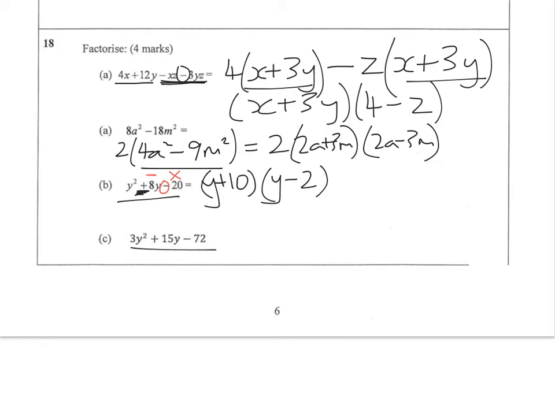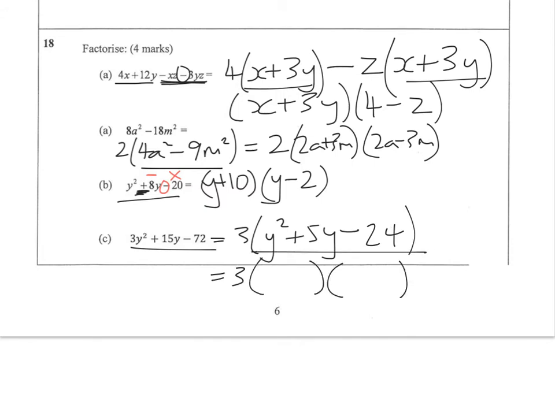Now this one, common factors first, so 3 goes into all, y squared plus 5y, take away 24. So therefore, 3 is out the front. It is a trinomial. So give me 2 factors of 24 that subtract to give you 5. So we have 8 and 3. And again, it's positive 5. So the bigger number must be positive.